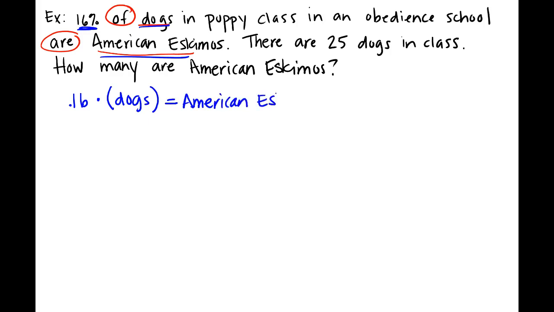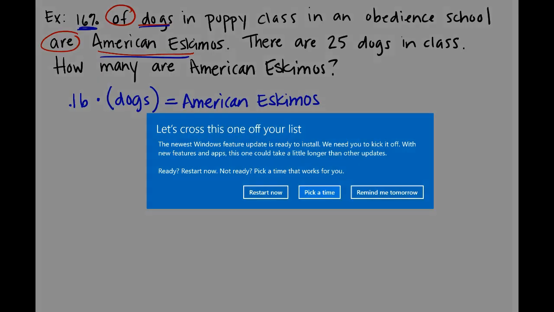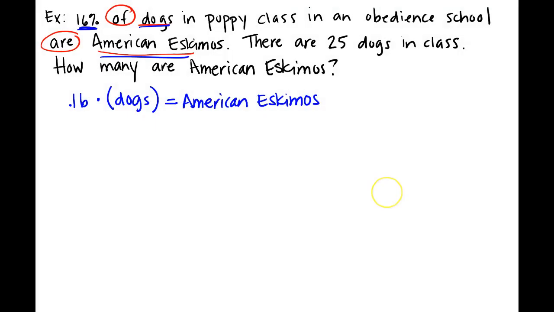I could just translate that first sentence. That's all that first sentence says. Okay, 16% of the dogs are American Eskimos. Then we keep reading. There are 25 dogs in the class. Looks like we know this. This is just 25. And we read some more, and it says, how many are American Eskimos? That's our unknown. Great, this is just our x. We now have our equation.